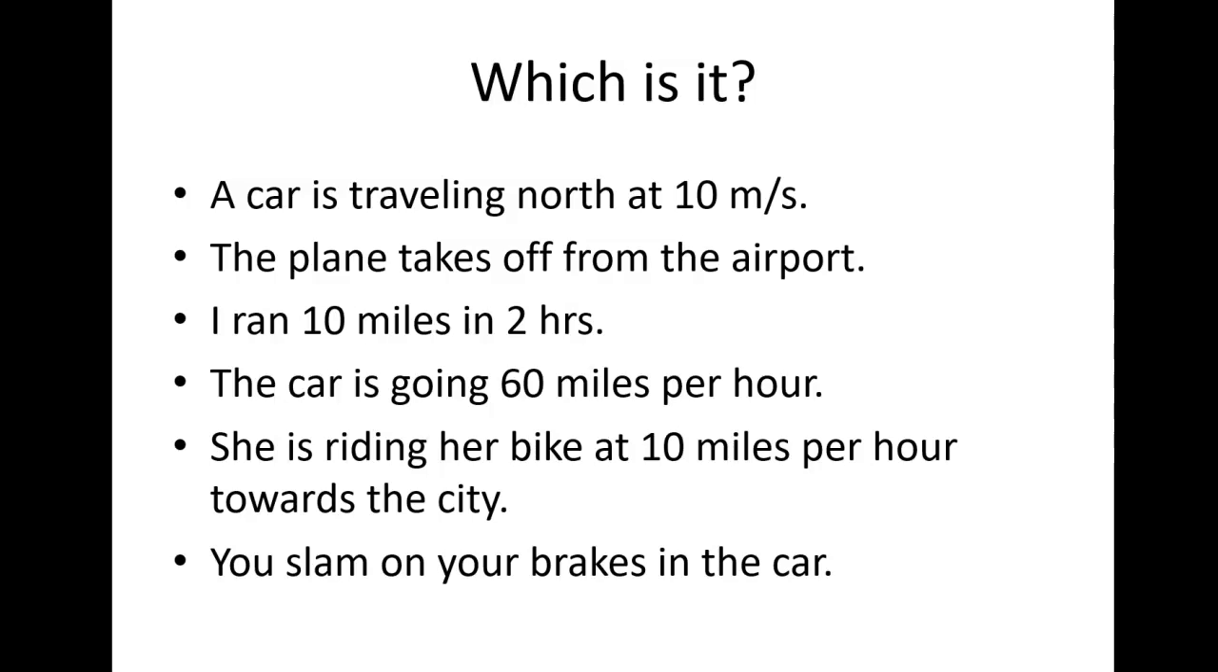Then I have car is going 60 miles per hour. Again, that's speed. There's no direction. She's riding her bike at 10 miles per hour towards the city. This is speed again because there's no direction. You slam on your brakes in your car. That is acceleration because we are slowing down.